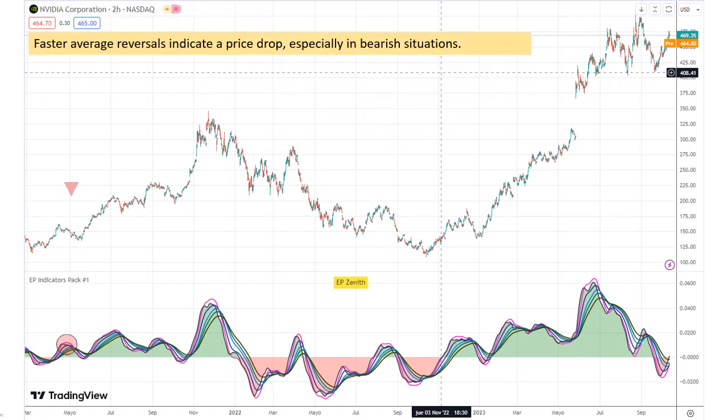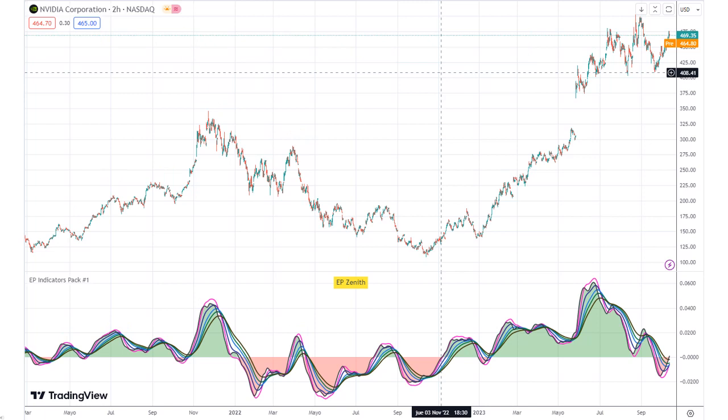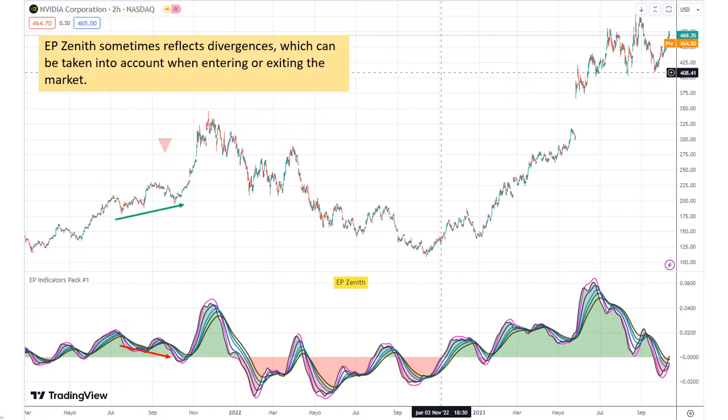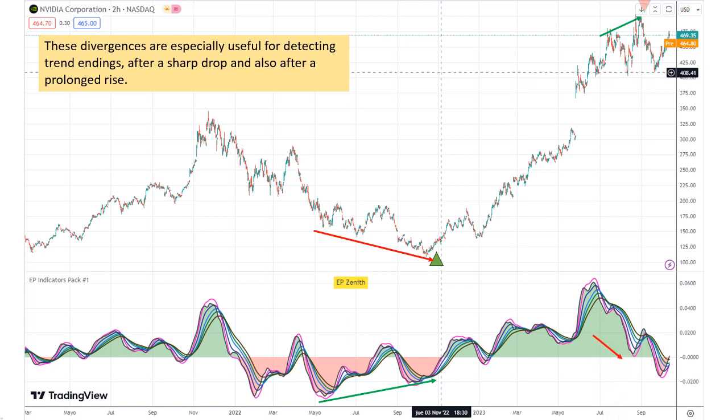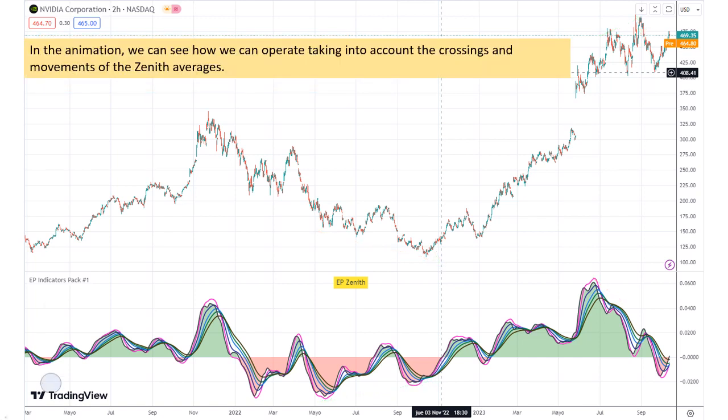Faster average reversals indicate a price drop, especially in bearish situations. EP Zenith sometimes reflects divergences, which can be taken into account when entering or exiting the market. These divergences are especially useful for detecting trend endings, after a sharp drop and also after a prolonged rise. In the animation, we can see how we can operate taking into account the crossings and movements of the Zenith averages.